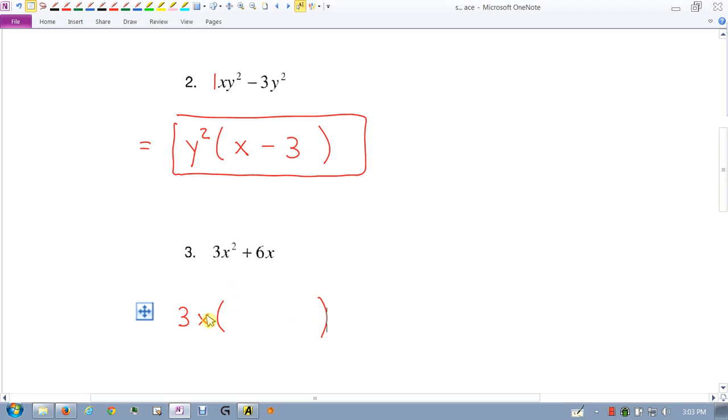What's missing? What do I need to multiply 3x by to get 3x squared? An x, so I'm missing an x. And then plus what? Just 2, right? I don't need an x because I already have it out there.